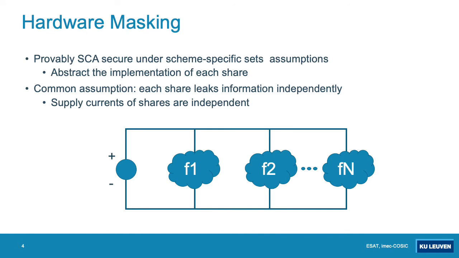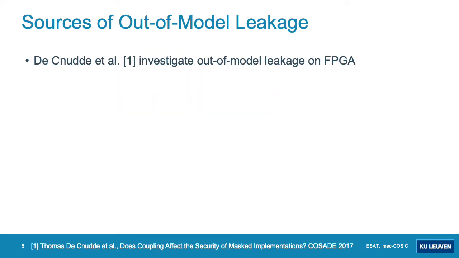Now, from the electrical point of view, the independence assumption corresponds to shares being connected in parallel to an ideal voltage source with infinite current capacity. Therefore, the independence assumption is easily attainable for spherical shares in vacuum.